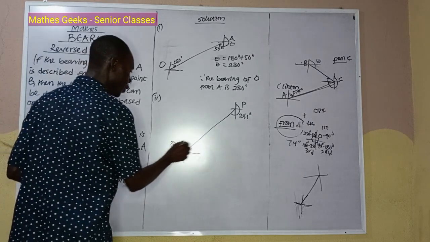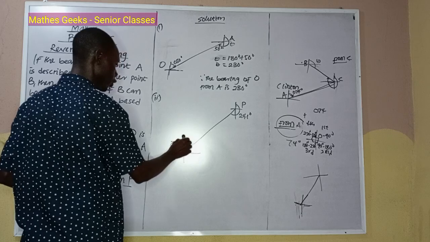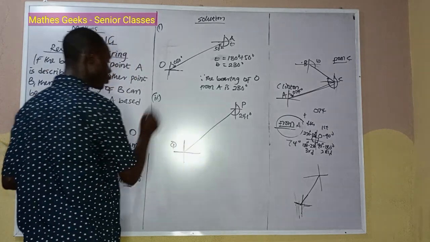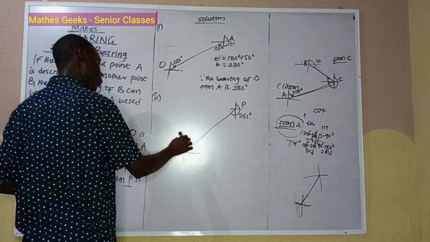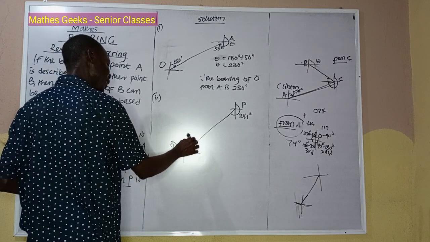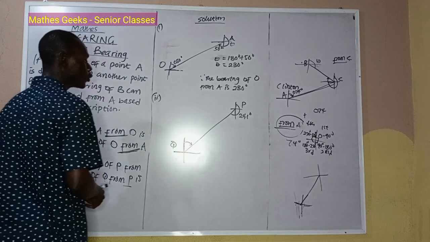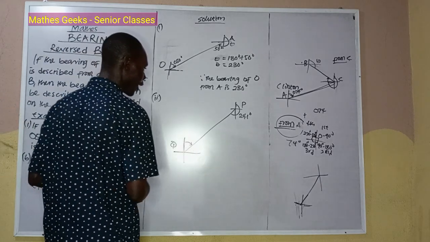So the bearing of P from Q is not difficult. Since this is the line, what you do is measure your angle from the north pole to the line. Whatever the angle is here, that's the answer. Now, how do you get to know this angle? It will not be by alternate angle.